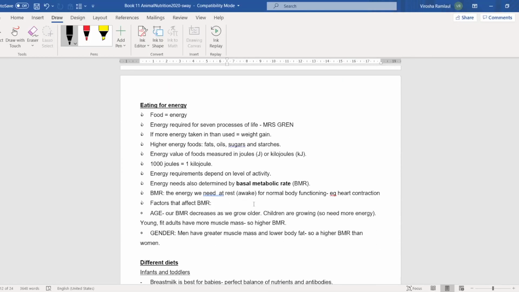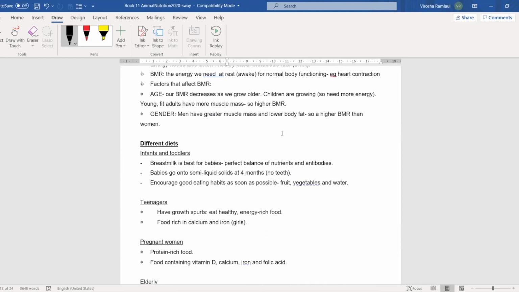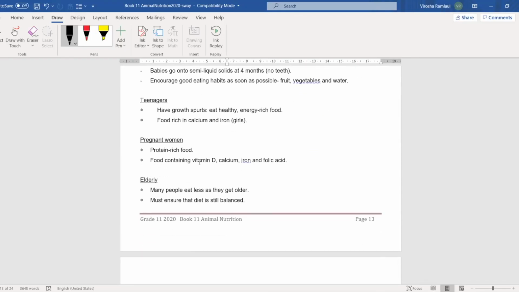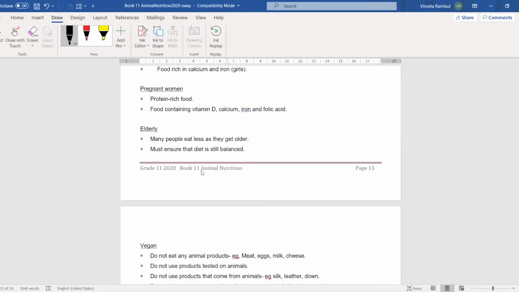We know that we eat food for energy, different diets. Yes, infants, toddlers must have a lot of breast milk because it's perfect nutrients with antibodies that they need. Teenagers do a lot of growing, so they need a lot of proteins and calcium for strong bones and muscles. Pregnant women need a lot of protein foods for a lot of growth for their baby. They need a lot of vitamin C and D, folic acid for iron, and calcium and vitamin D for strong bones.